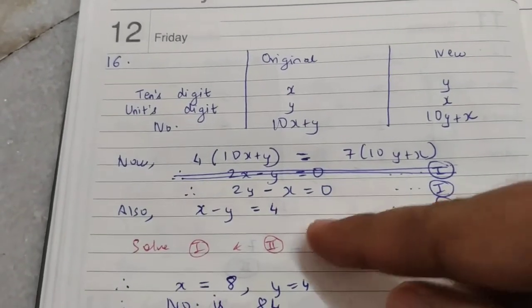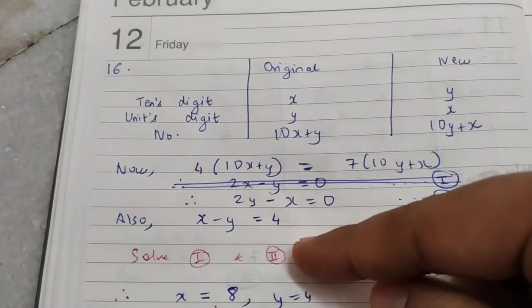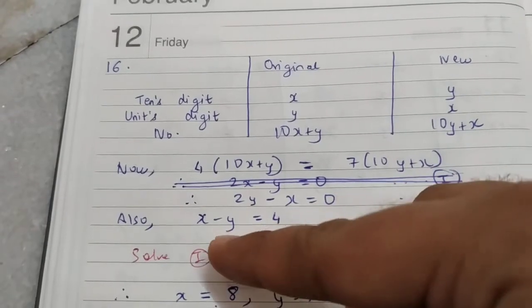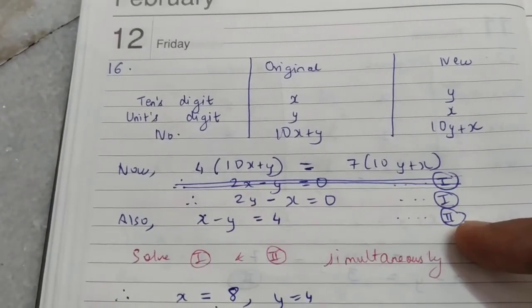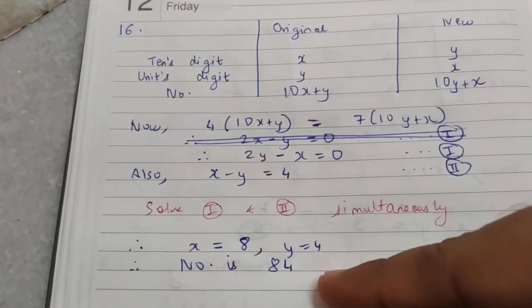And according to the second condition in the question, the difference between the digits is 4. So you may write x minus y is 4 or y minus x is 4. I'm writing x minus y is 4. That's the second equation. Solve them simultaneously, get the values, and the number is 84.